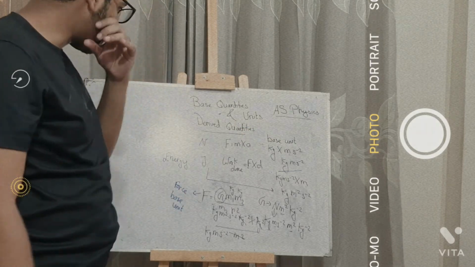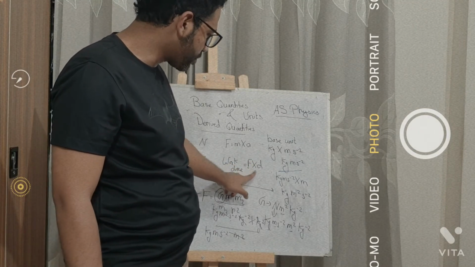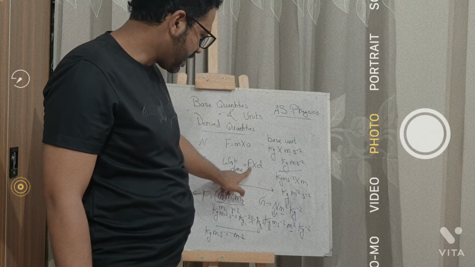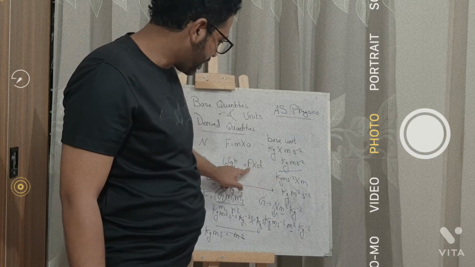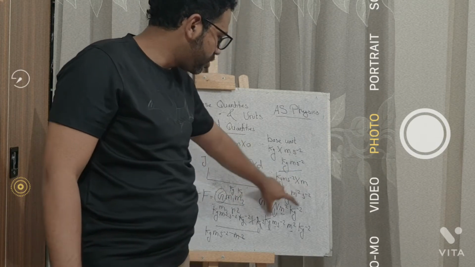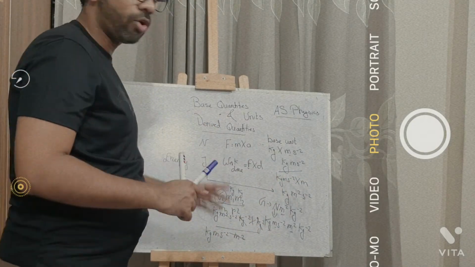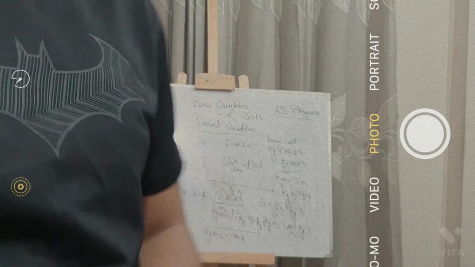If you're given a derived quantity, always break it down into a simple formula, write down the units of those quantities, and then break them into base units. Like force, we wrote it here as kg meters per second square, distance is written as meter, you multiply them and eventually find out the base unit for work done or energy. Okay.